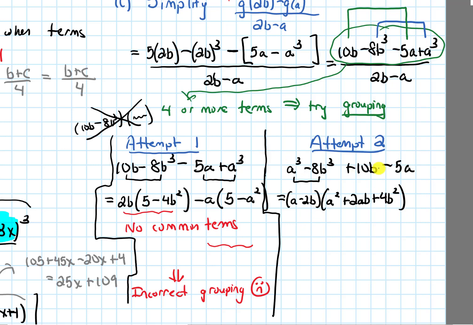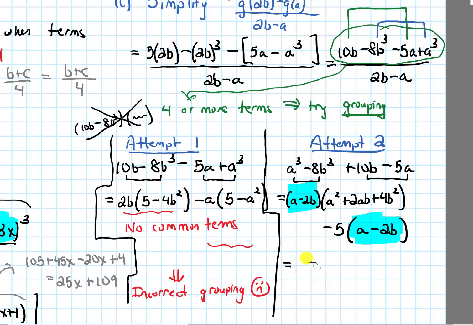Okay, and now for the last two terms, what could I take out? I could take out a 5. It turns out it's a little bit nicer if I take out negative 5. If I take a negative 5 from the minus 5a, I'm left with a. And from the 10b, I'll be left with minus 2b. And that is super nice because now I notice a minus 2b is a common term in these two spots. So I can factor that out.